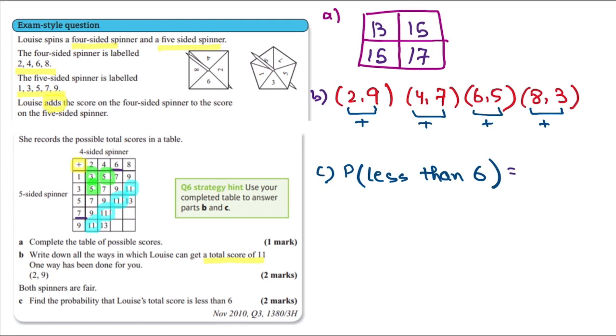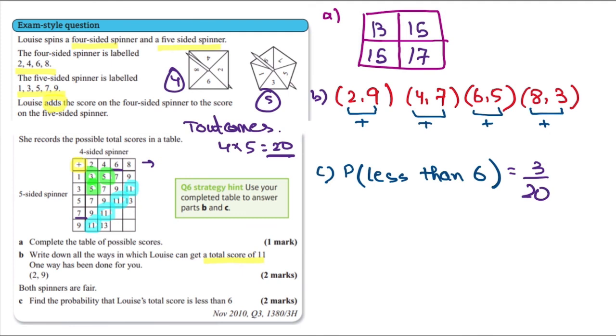So we're going to write it down. We have 3 out of the total. We know how many total outcomes there are: in the first spinner we have 4 outcomes, and in the next spinner we have 5. So the total outcomes, when you multiply them together, is 4 times 5, which gives 20. So the probability of less than 6 would be 3 over 20, because we only have 3 numbers in the list of all the possible outcomes which are less than 6.